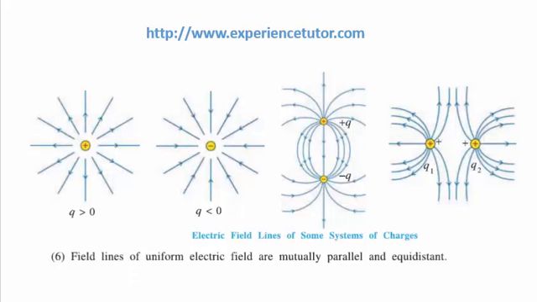Sixth, field lines of a uniform electric field are mutually parallel and equidistant.